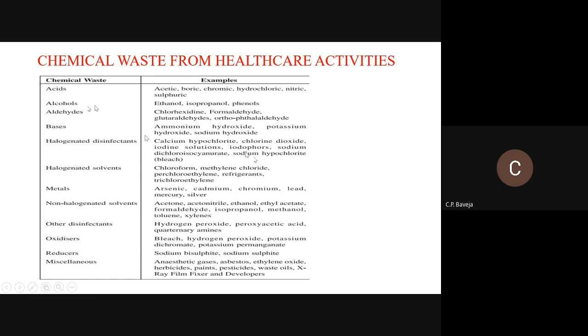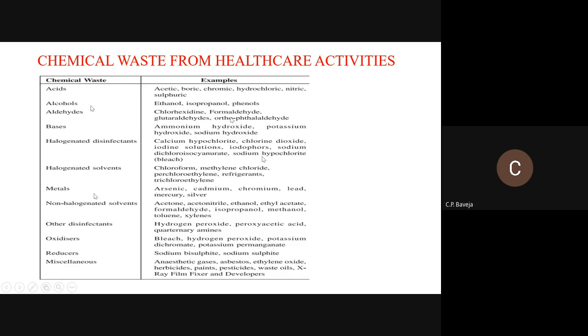And these iodophores are also used in the OTs and other places for disinfection of the skin. So this is also a good disinfectant. Then halogenated solvents like chloroform, methylene chloride, these may be used in the OTs.